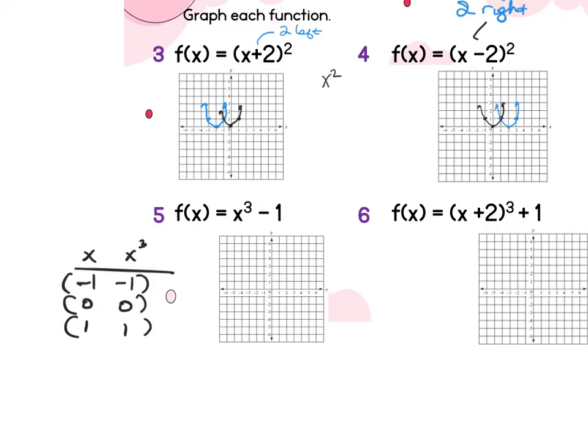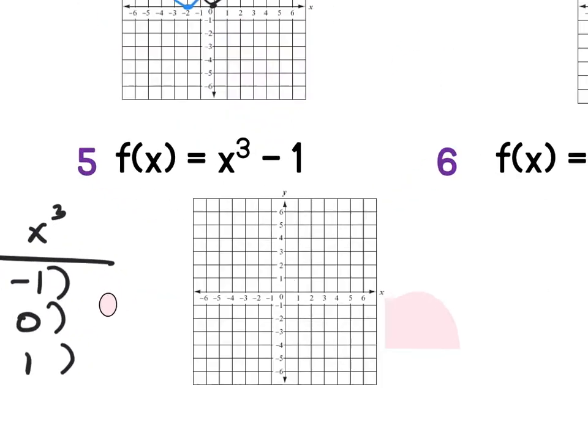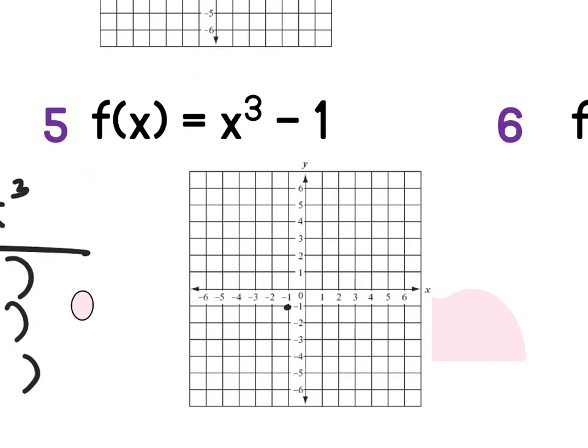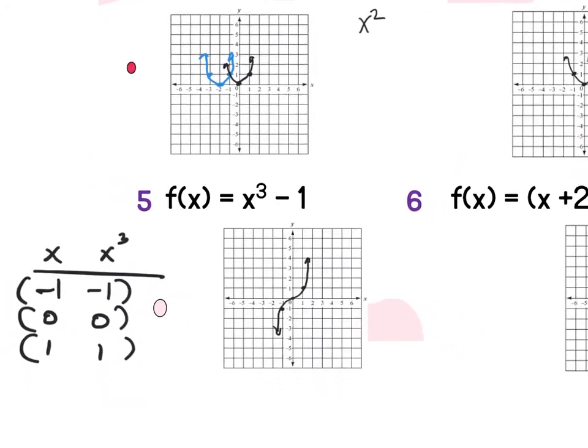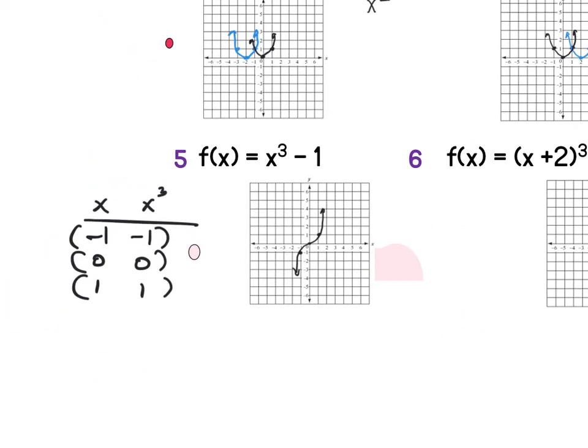So let me go ahead and add these 3 for the parent. So here, here, and here. Do not connect them and make it a diagonal line. Remember, it's got a wiggle to it. So it goes up like this and then down like this. That's the shape that the x cubed graph takes on. And again, you need to memorize it.